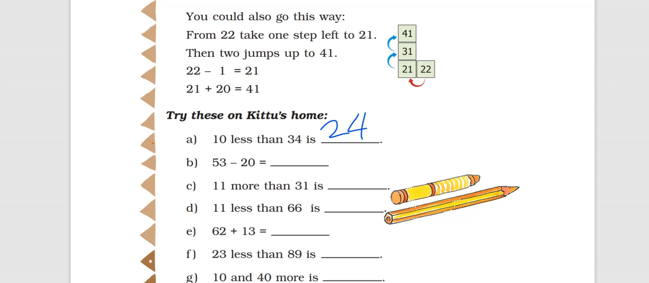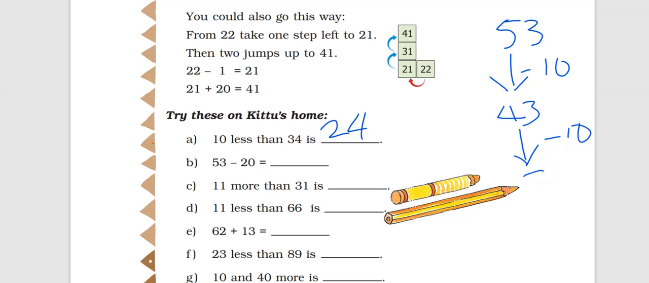Now 53 minus 20. You are on 53. You need to subtract 20. So one time you go down, you are subtracting 10. Okay, then you're on 43. You subtract another 10, you are down to 33. So 53 minus 20 is 33.